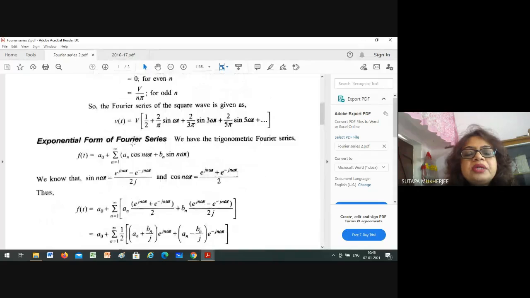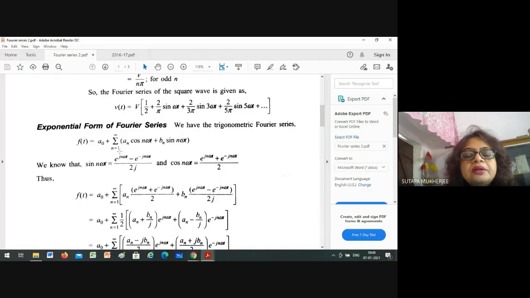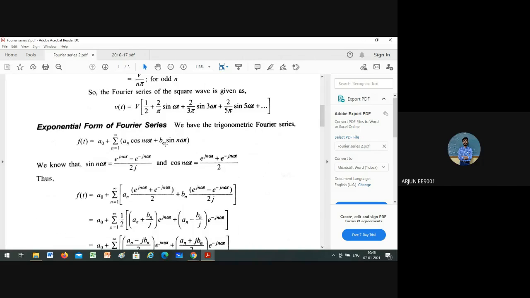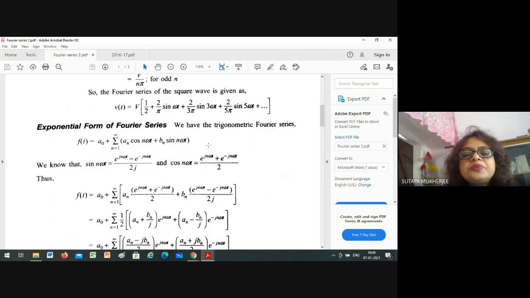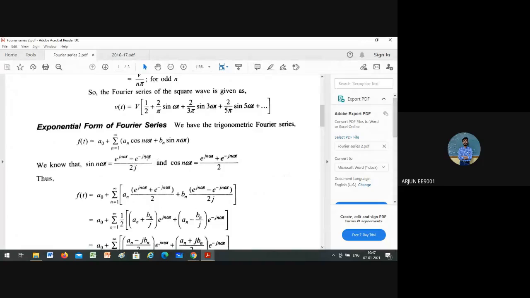Now this is the exponential form of Fourier series, a0 plus sum n equal to 1 to infinity. Already you know that. I have told you the exponential form of Fourier series in the previous class. I think not? No, ma'am. So this is the exponential form, because initially the Fourier series is f(t) equal to a0 plus sum n equal to 1 to infinity of an cos n omega t plus bn sin n omega t. Now you know that sin n omega t is equal to what? e to the power j theta minus e to the power minus j theta by 2j.